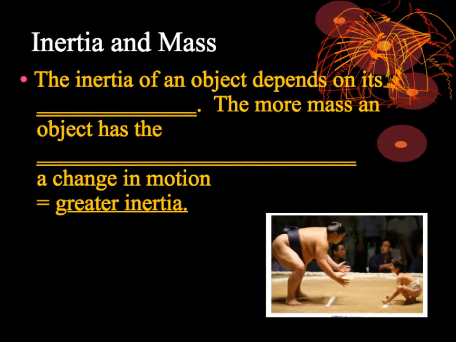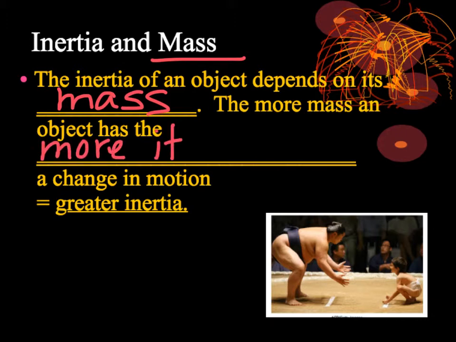Now all objects do have inertia because, again, inertia is a property of all matter and matter makes up everything. But inertia can increase and decrease just like gravitational force. And it's determined, just like gravitational force, by the mass of an object. Okay, so inertia of an object depends on its mass, how much stuff it's made up of. The more mass an object has, the more it tends to resist that change in motion, meaning the more mass an object has, the greater its inertia is.